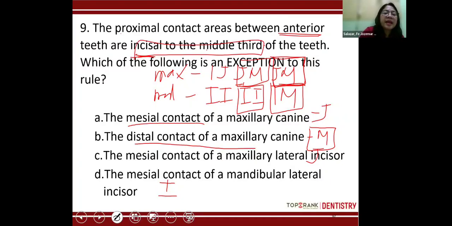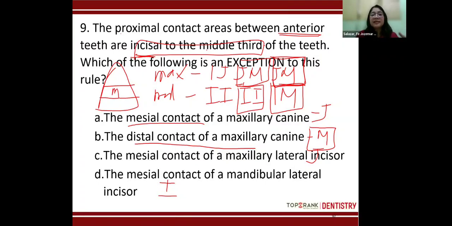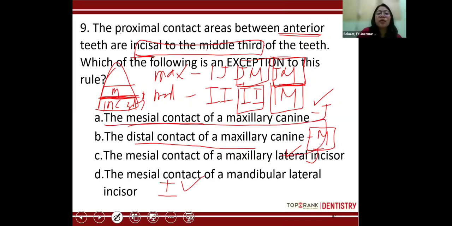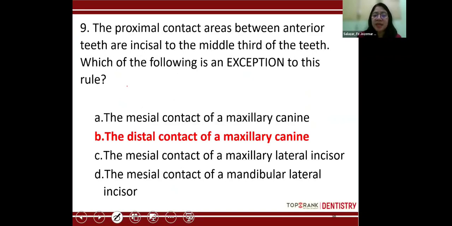Okay, kung ito yung ngipin natin, divide natin siya into 3, ito yung middle third. Tama? Incisal daw siya. So ano ba yung mga incisal? Ito yan. Siyempre, andyan yung incisal third at yung junction. 'Di ba? Between these two. Kaya ito yes, yes. So the correct answer ito kasi nasa middle third na siya. So number 9, the correct answer is letter B.